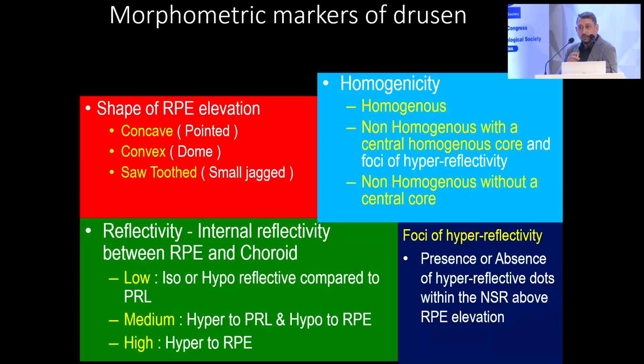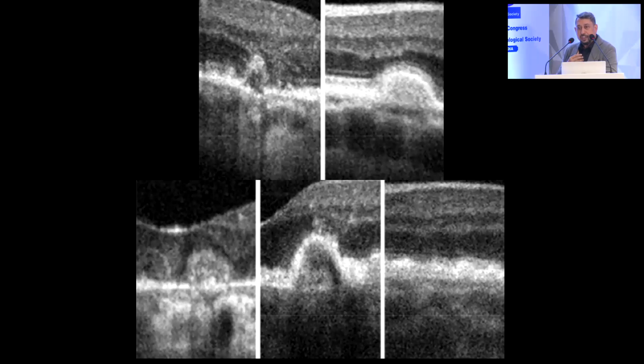Thou shalt listen to what drusen tell you. There are different types of drusen. It's very interesting to know that each drusen is divided into different types based on the shape and the internal reflectivity. Here you can see concave drusen and convex drusen. The pointed ones are concave, and the rounded ones are convex.